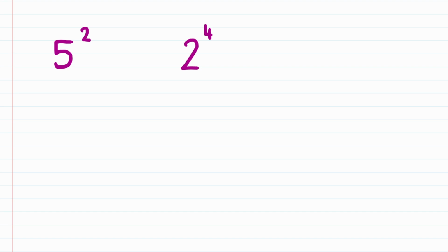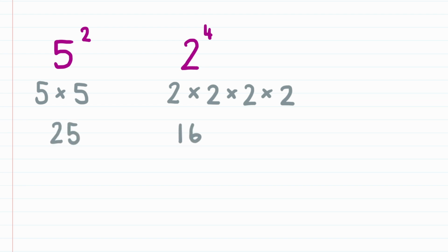I know that 5 squared expanded is 5 times 5, and 2 to the power of 4 expanded is 2 times 2 times 2 times 2. 5 times 5 is 25, and 2 times 2 times 2 times 2 is 16. I know that 25 is greater than 16, so if I work backwards, I know that 5 times 5 is greater than 2 times 2 times 2 times 2. Therefore, 5 squared is greater than 2 to the power of 4. Because a calculation was required, you would need to show these steps in order to gain full marks.